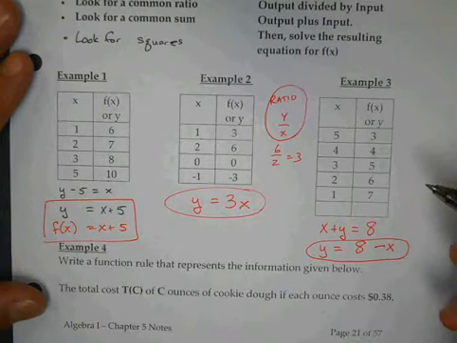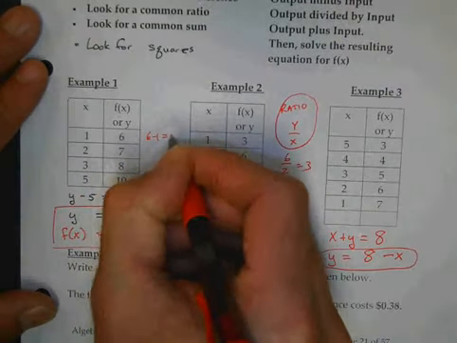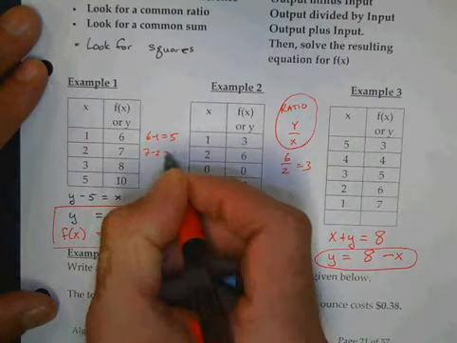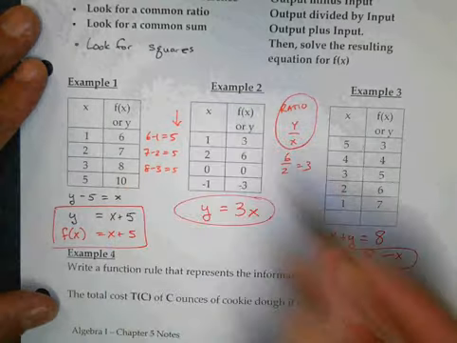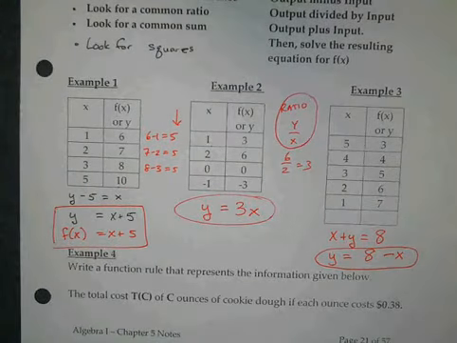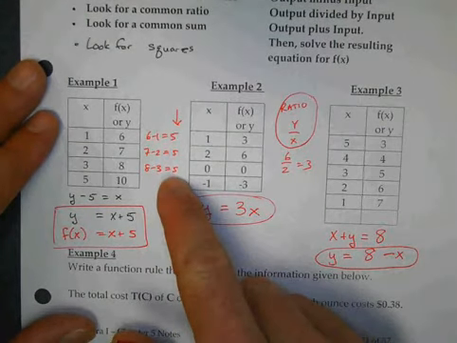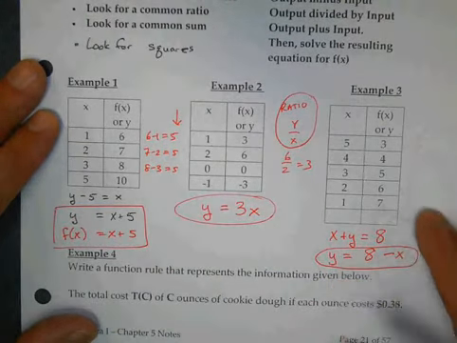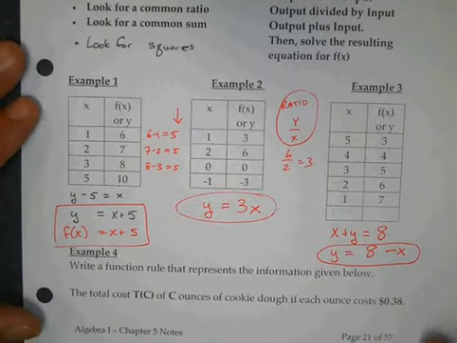It's a common sum. So when I say the common difference, I mean 6 minus 1 is 5. 7 minus 2 is 5. 8 minus 3 is 5. They have a common number when you subtract them all. In this case, the common difference is 5. Here we have a common sum. So a lot of different scenarios there.